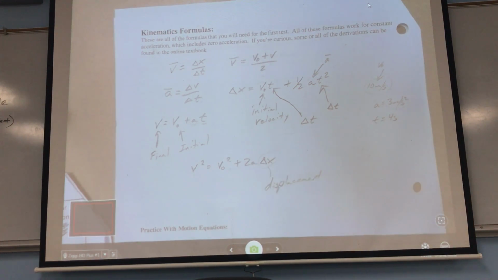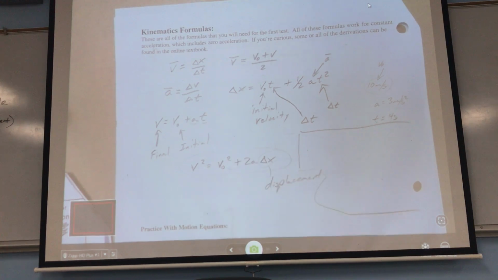A few notes about this. Make a little box of. So what's the last one? What does that mean? What does what mean? What is the last one for? Well, any of these formulas are for finding any of the things in the formulas. It just depends on what you're given.